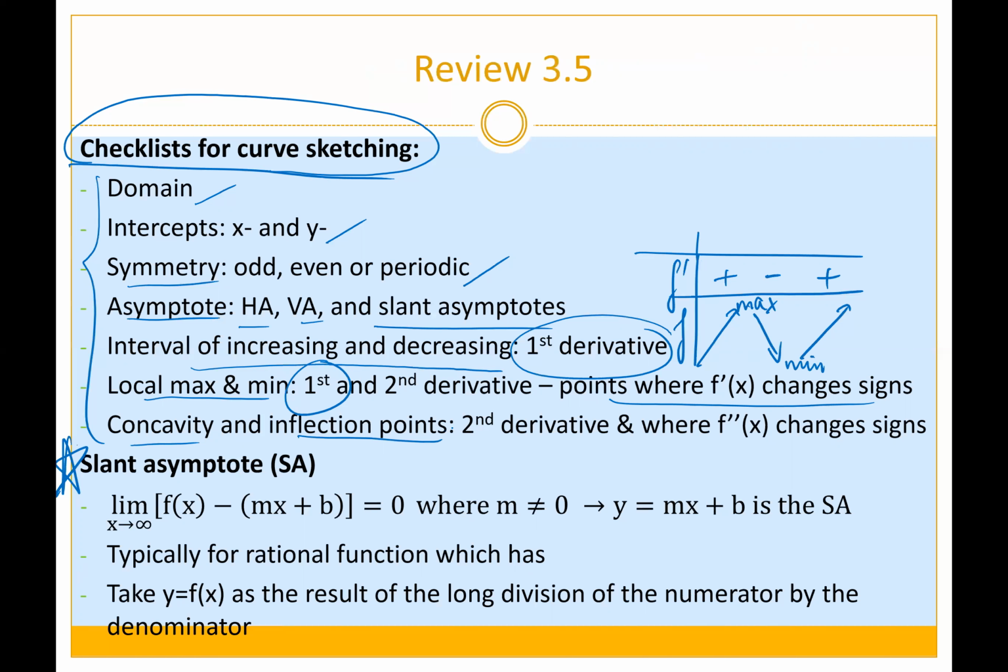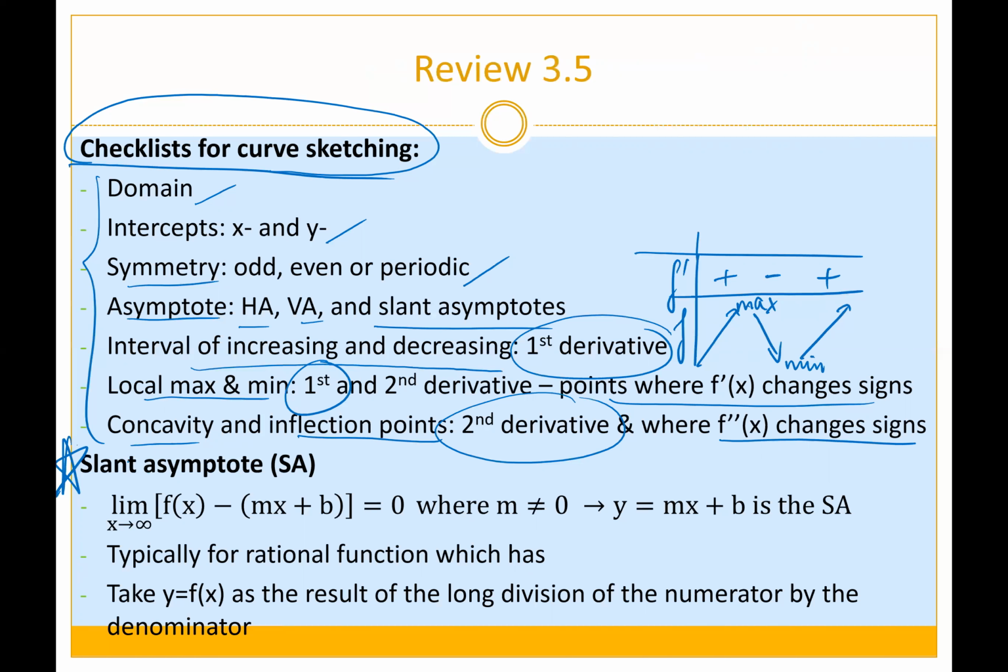Concavity and inflection points are everything based on the second derivative. Especially remember, inflection points are where f double prime of x changes sign. So don't just set it equal to 0, solve for it, and not check the sign of it, because sometimes if it doesn't change sign, it's not an inflection point at all. And you've seen that in my example, I think before the break.